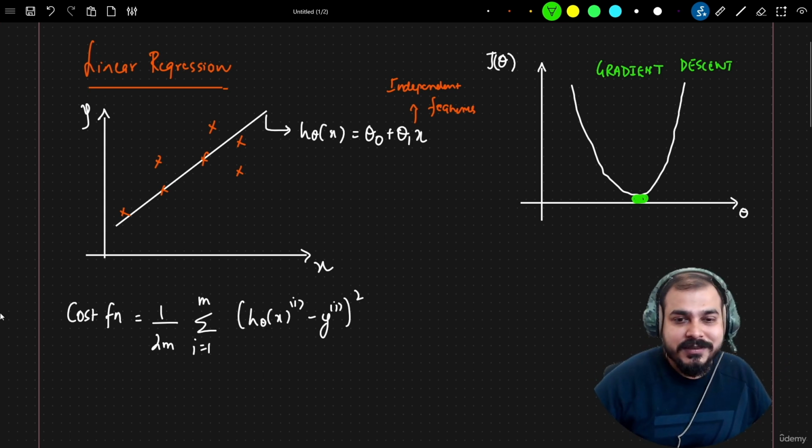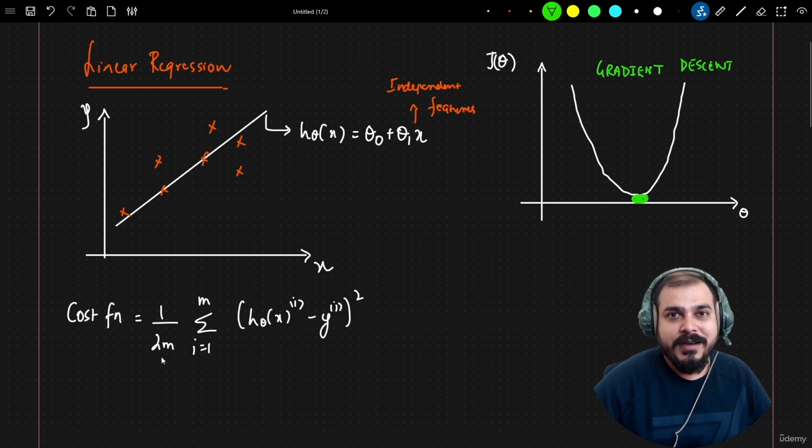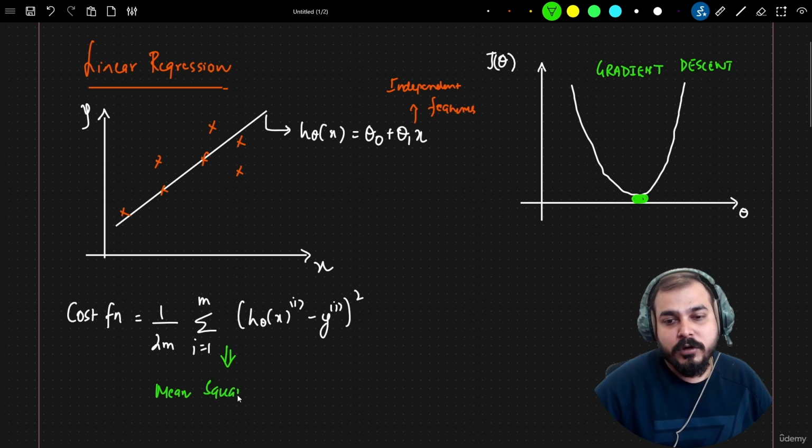And with respect to this was the cost function that we used, right? The cost function was 1 by 2m summation of i equal to 1 to m, h theta of x(i) minus y(i) whole square. This h theta of x(i) is basically my predicted point, and this is called mean squared error. This is the cost function, mean squared error.